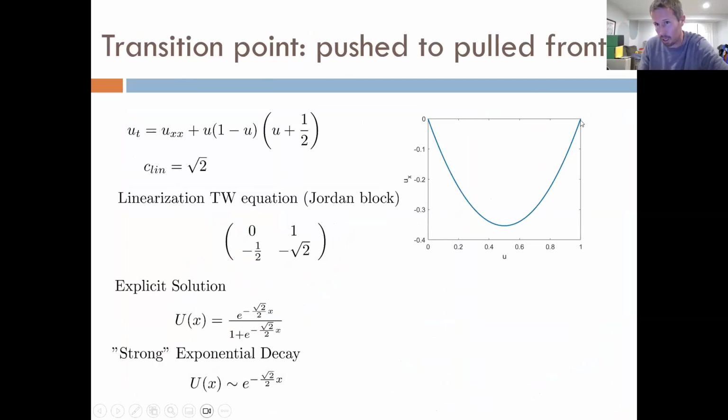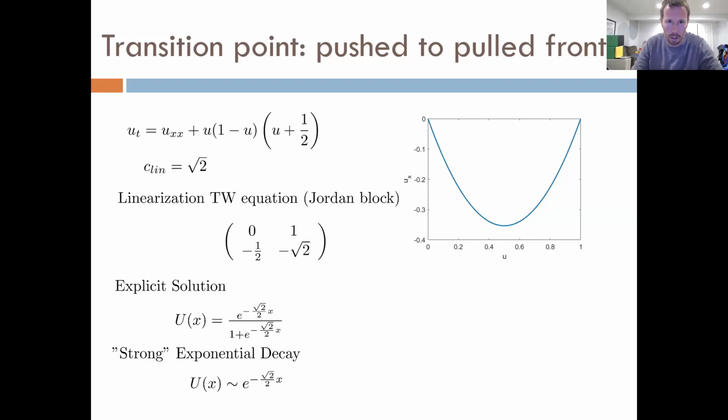The difference is that in this case, it's special, so you can actually write down the solution explicitly. But what you see is that your solution has strong exponential decay, in the sense that the generic algebraic prefactor that you expect for solutions near a Jordan block is missing. So you're on the boundary between these two things.